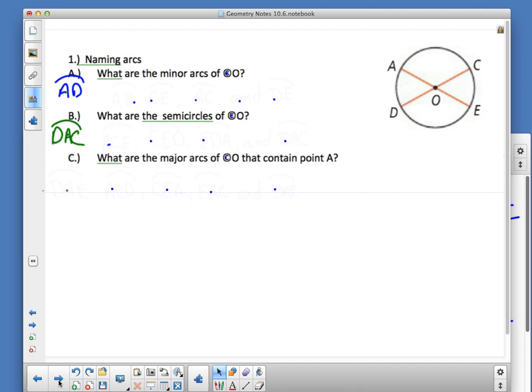Anything beyond 180. How do I know I've gone beyond 180? These are diameters coming through here. DC is a diameter, AE is a diameter. They're there to help me know what's a major arc, a minor arc, and a semicircle. Here's an example, okay? Questions right now?